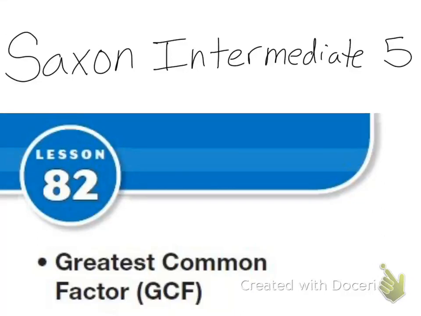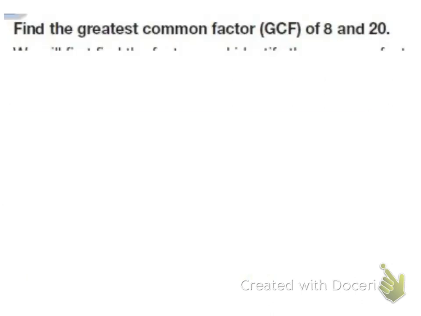Hi everyone. Today's lesson is lesson 82, Greatest Common Factor, or GCF. The greatest common factor is, we've been practicing finding common factors, so the greatest common factor is the biggest number that is a factor of both numbers. We use the abbreviation GCF, so we don't have to write out greatest common factor.